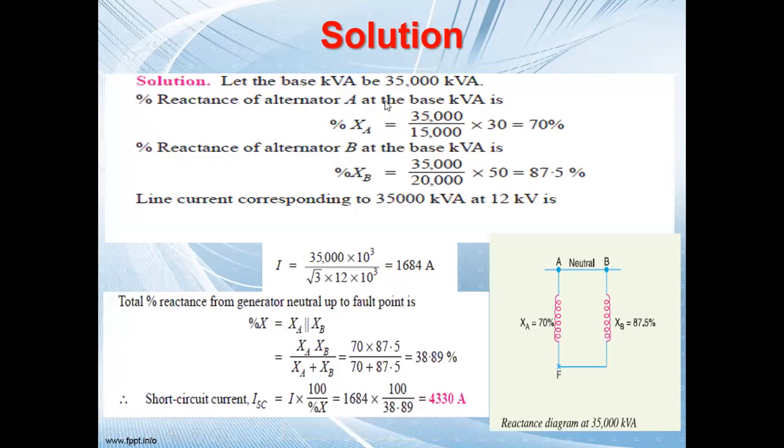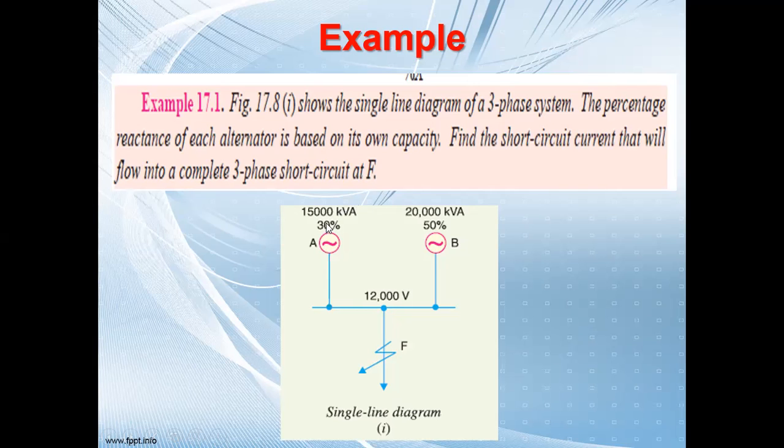How to do this? We know that is a very simple thing. That is a unitary method. For 15,000 kVA, the percentage reactance is 30%. For 1 kVA, it is 30% by 15,000 kVA. And for 35,000 kVA, what should it be? I will just show you here. You should not face any difficulty. It is very easy.